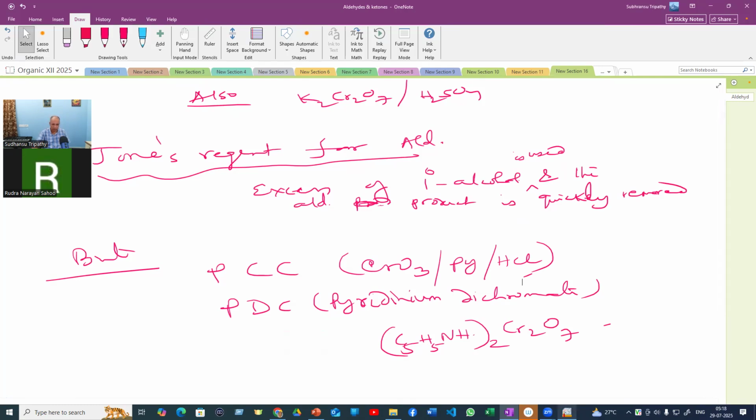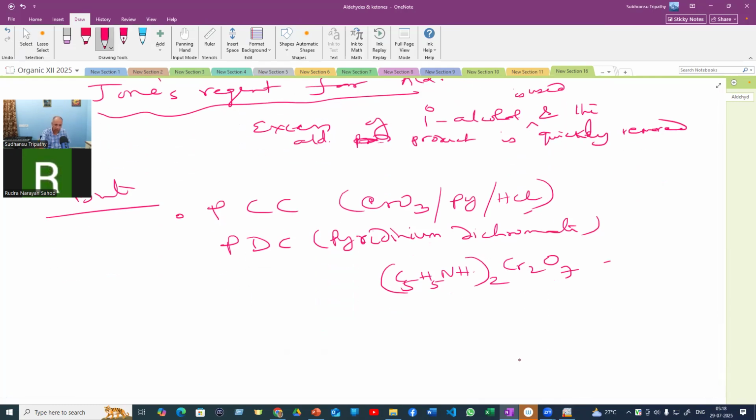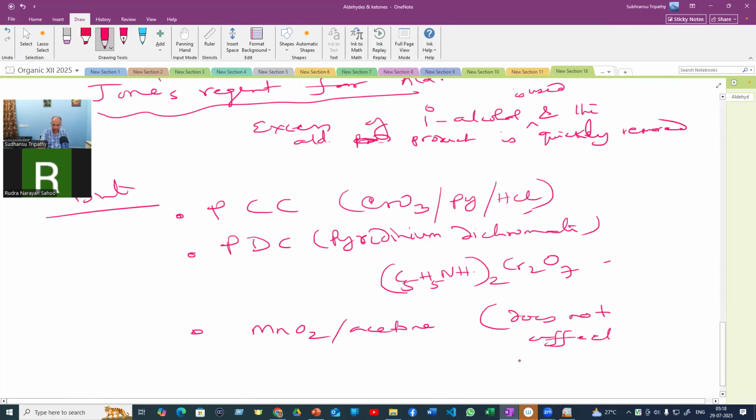You can also have another substitute, MnO2 in acetone. It doesn't affect the CC double bond, the conjugated double bond.